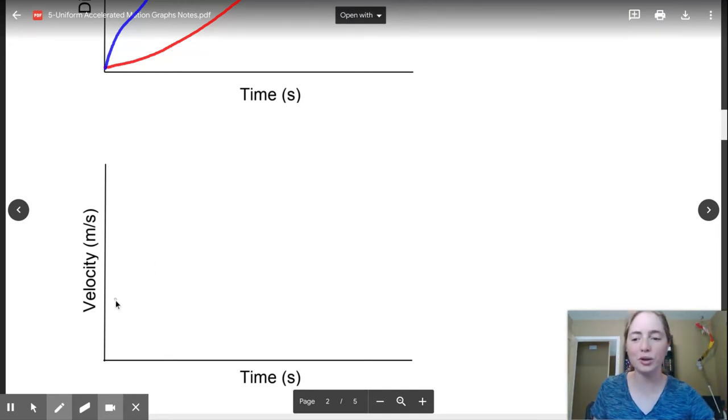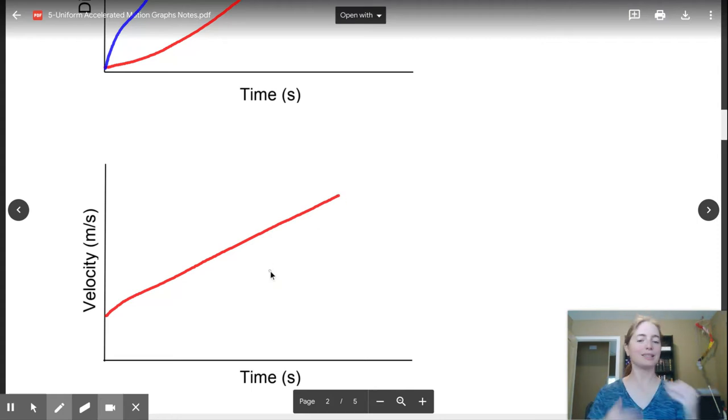So if you're going to be accelerating, your velocity is going to increase over time. Now remember, we said uniform accelerated motion. That means your acceleration is uniform. So your velocity, now once again, straight line, guys, please use a ruler.